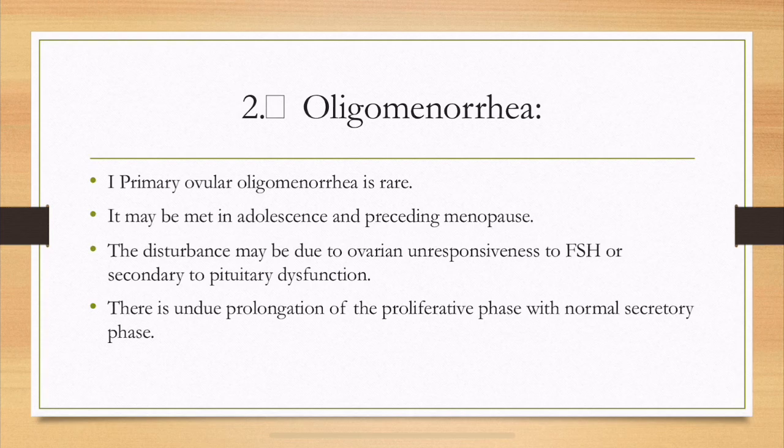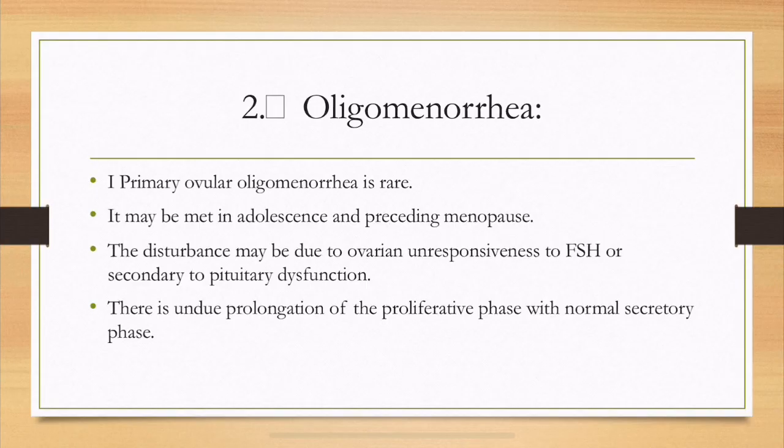Then we move on to oligomenorrhea. Primary ovular oligomenorrhea is rare. It may be met in adolescence and preceding menopause. The disturbance is due to ovarian unresponsiveness to FSH. What happens in oligomenorrhea? The cycle is increased to a duration of more than 35 days apart, and it remains constant at that frequency. This is what we read in the oligomenorrhea definition.